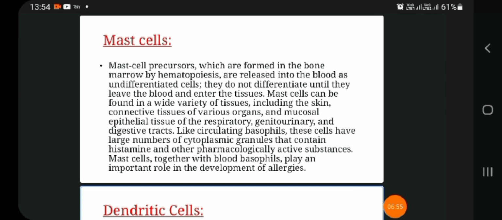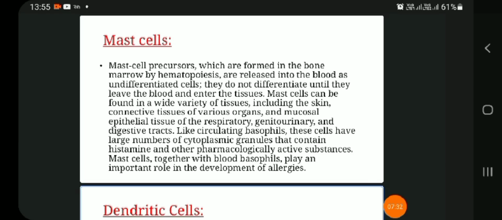The next cell type is mast cells. Mast cell precursors, which are formed in the bone marrow by the process called hematopoiesis, are released in the blood as undifferentiated cells. They do not differentiate in the blood. They will differentiate in the tissue spaces when they reach there, and until then they will remain undifferentiated cells.